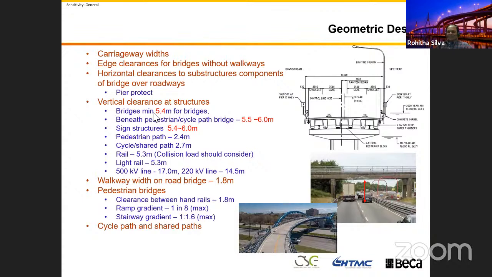You don't want to follow exactly this 5.4 minimum clearance over the road, and for the sign structures 5.4 to 6 makes sense, because part of the sign structure is within the road and people are driving underneath. Another thing, sometimes you build highways and bridges that cross high voltage lines. You need to make sure that you have sufficient clearance for the different voltages.